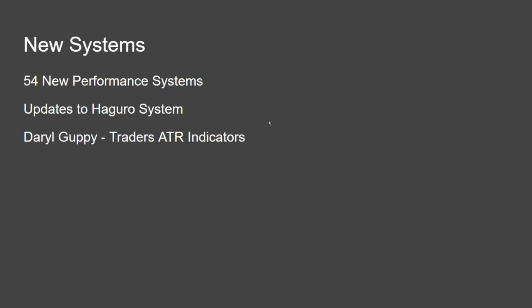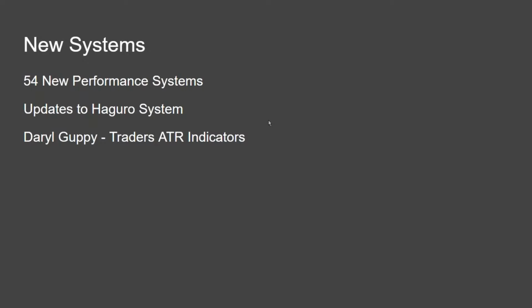Next, we have a new add-on, new systems, which is the Performance Systems Plus. Originally it was a $300 add-on. That got added. It included 54 new systems. We also did some updates on the Haguro system. I might need help from Jeff on that. I didn't get the full contents on what we did with the Haguro system.